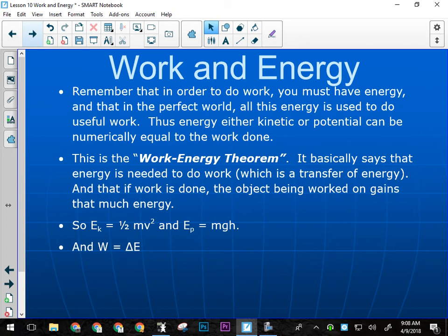So things to remember here about work and energy. In order to do work, you have to have energy. You can't give away what you don't have. All right, energy is not like money.